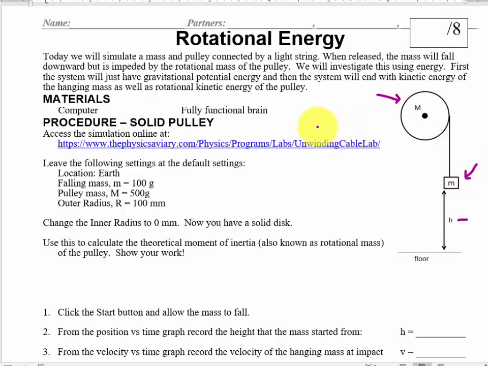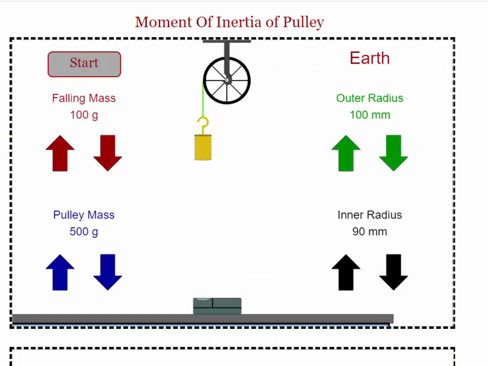and we're going to say that energy is conserved. So what you're going to do is click on this link right here, and leave these guys at what seem to be the default settings, and we're going to change the inner radius of the pulley to 0, and now we're essentially going to have a solid disk. So let me show you what these guys look like.